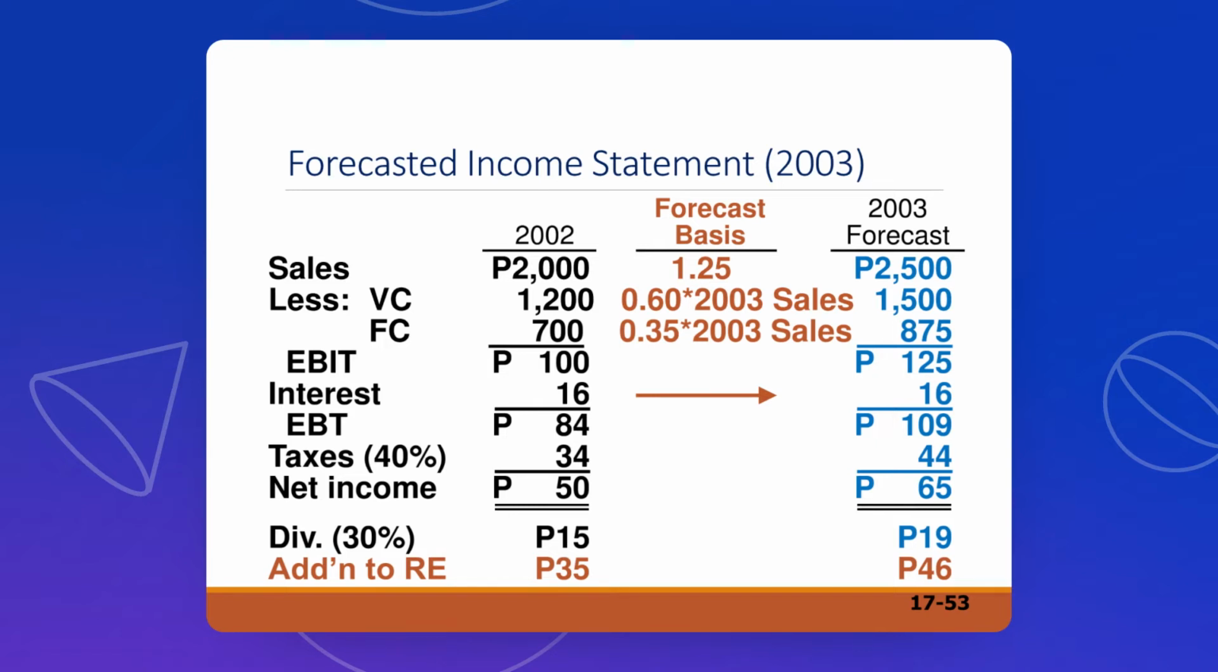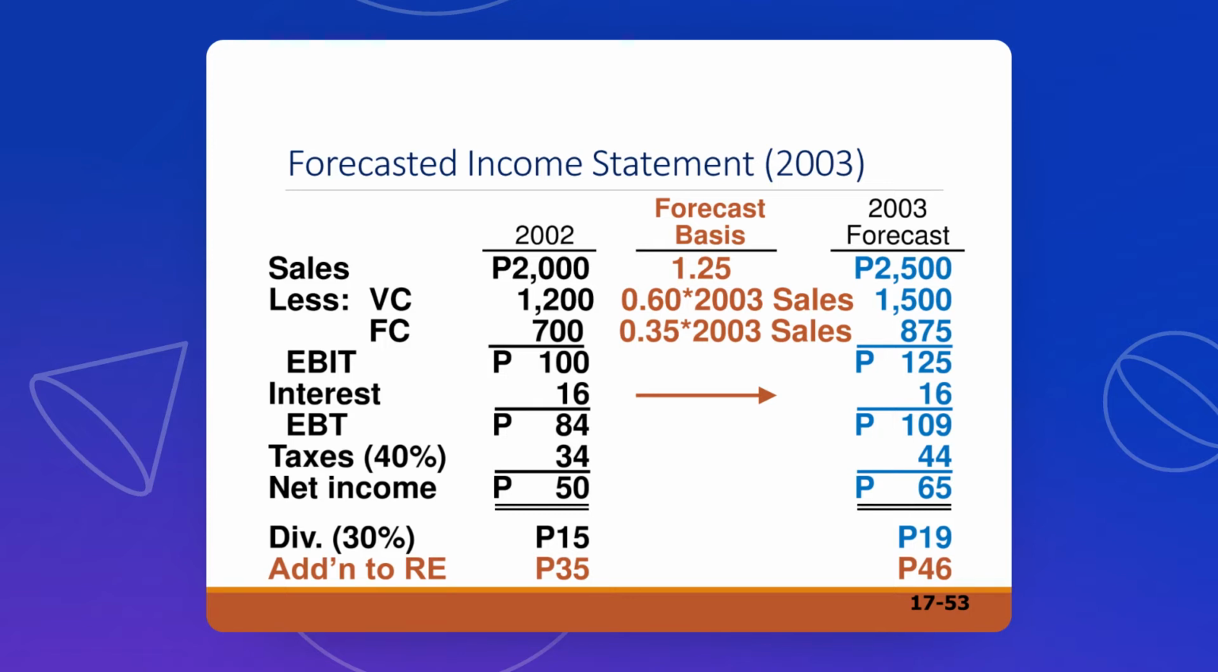Okay. Less variable cost. Sana kuha yung 60%: 1,200 divided by 2,000, you have here 60%. Okay? 0.60 times your 2003 sales of 2,500, because that's your sales, no? So meaning class, your variable cost is now 1,500. Fixed cost, 700 divided by 2,000, you have 0.35. 35% times 2003 sales, you have here 875.